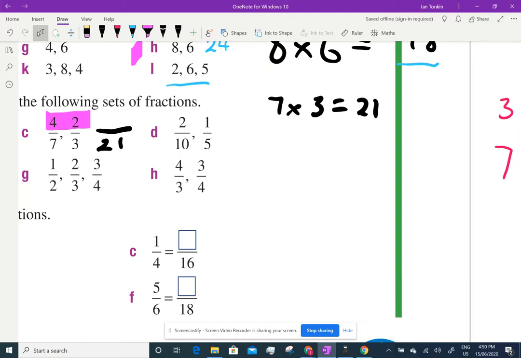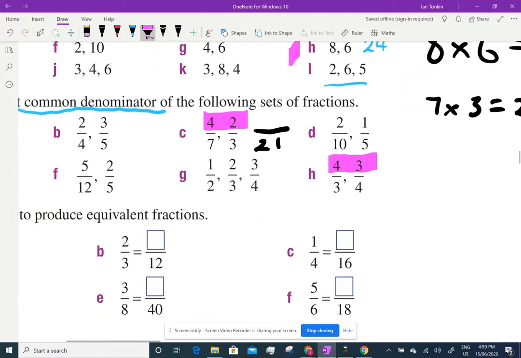But if I look at this one, and again, I ignore the top. Oh no, that's a nice easy one as well.